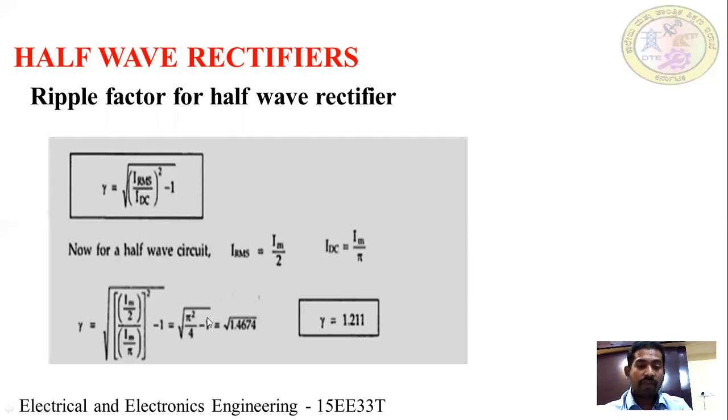If you simplify this, substituting IRMS is equal to IM by 2 and IDC is equal to IM by pi, we are going to get the root of pi square by 4 minus 1, that is equal to root of 1.464, that is gamma is equal to 1.211. This is the ripple factor of half wave rectifier.